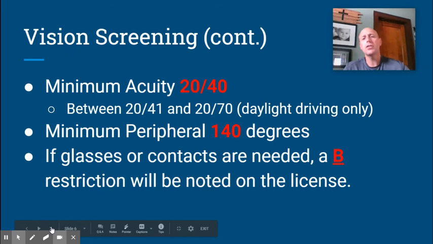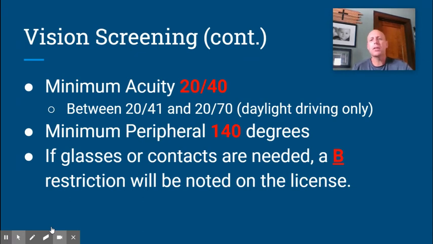All right, so the vision test, a lot of you guys already took it. Well, what was I looking for? Well, I was looking to check to make sure that you have a minimum acuity of 20/40. What the heck does that mean, right? I mean, what does that word acuity mean? And what do the numbers 20/40 mean?